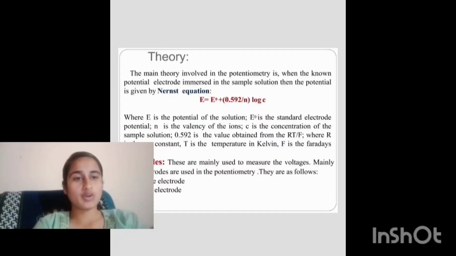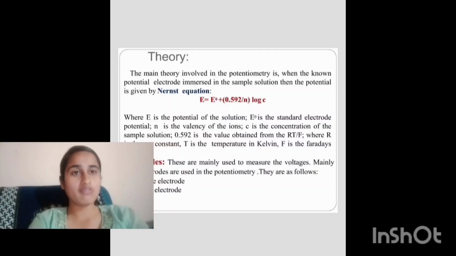Theory involved in potentiometry. When a known potential electrode is immersed in a sample solution, the potential is given by the Nernst equation. E is equal to E naught plus 0.592 divided by n into log C, where E is the potential of the solution, E naught is the standard electrode potential, n is the valency of the ion, C is the concentration of the sample solution, and 0.592 is the value obtained from RT divided by F, where R is the gas constant, T is the temperature and F is the Faraday.